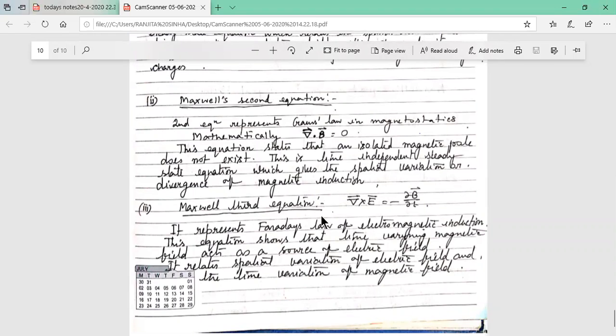Just as I have discussed, this is Maxwell's third equation. Which law is this? Faraday's law of electromagnetic induction. That is the differential form of Faraday's law of electromagnetic induction. At the starting of my class today, I discussed the integral form of Faraday's law, and from there we have the differential form. So this is Maxwell's third equation.